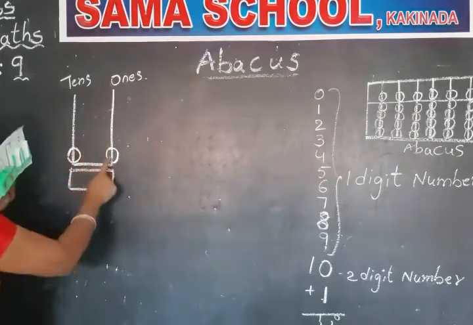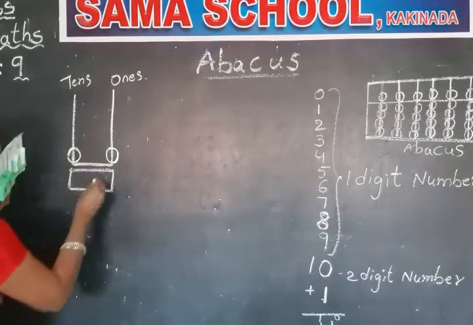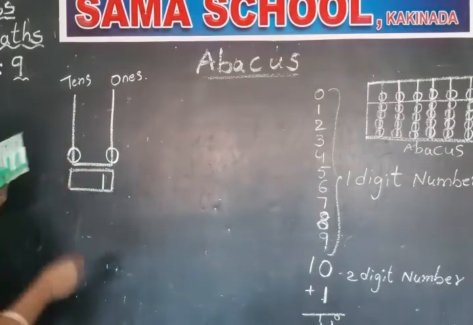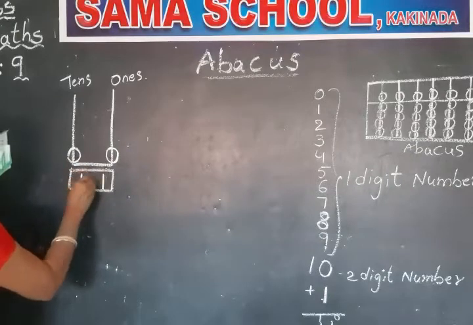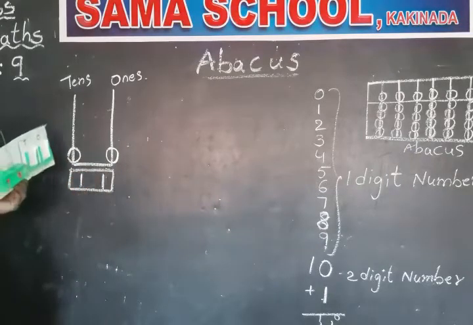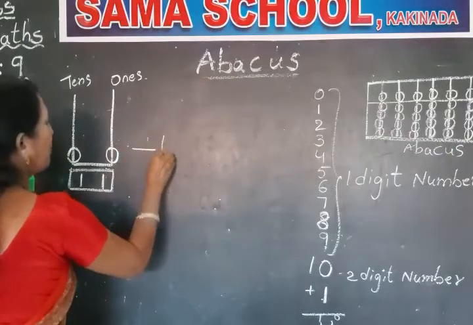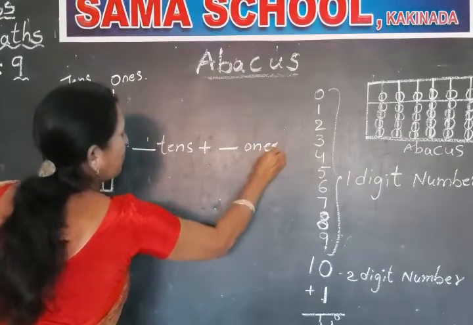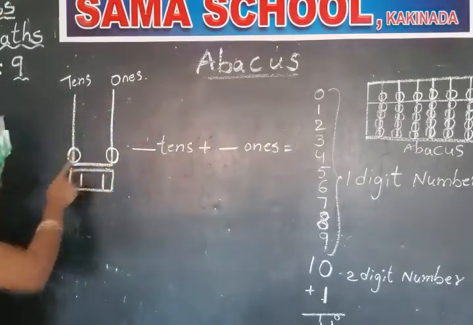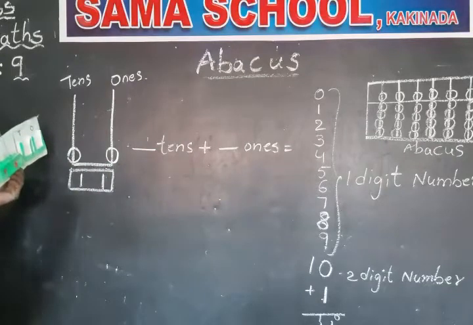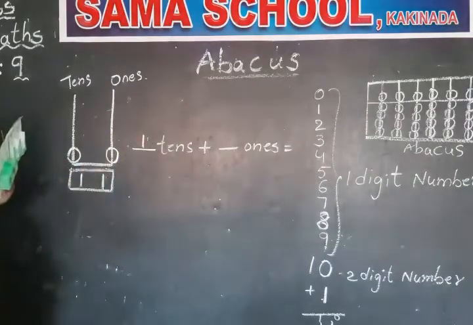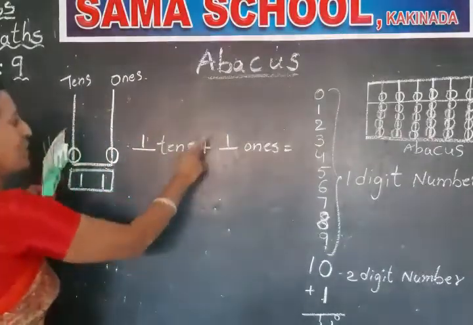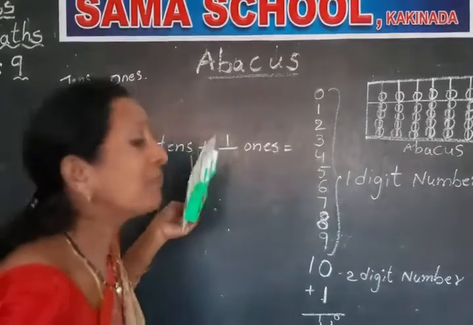In ones place, how many beads? Here only one. Next, in tens place, how many beads? Here also one. So, what is the number? 11. So, you write as tens plus ones. How many tens here? Only one ten. And here how many ones? Only one. 1 ten plus 1 one equals 11.